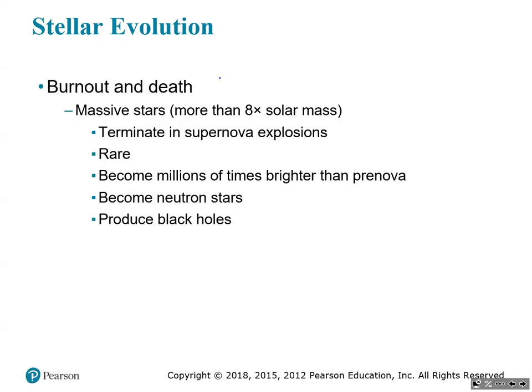This is relatively rare because you have to be more than 8 solar masses to go supernova, and these stars don't live as long, so they're not that common. There aren't any nearby stars in our galaxy that could go supernova anytime soon, for example. They become millions of times brighter than before the explosion, and they leave behind either neutron stars or black holes. The smaller of these large stars leave behind neutron stars. If the eventual core ends up bigger than about 3 times the mass of the sun, it collapses into a black hole.